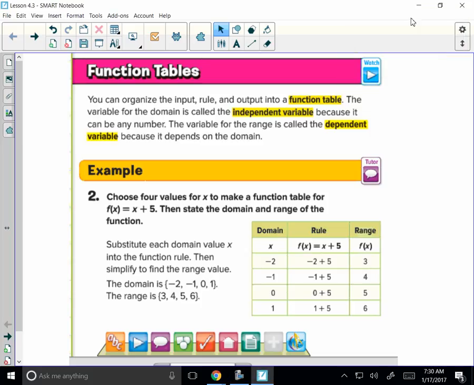Hello and welcome to lesson 4.3. We have already done example 1, so I'm just going to do examples 2 through 5. This first one is on page 288.